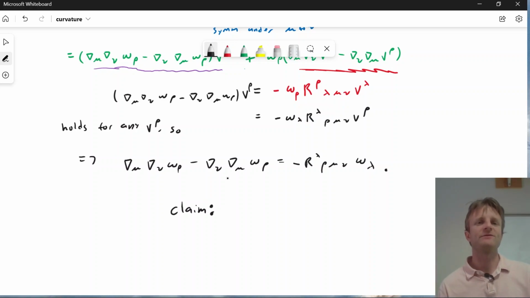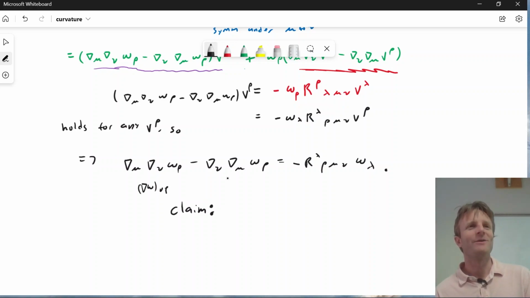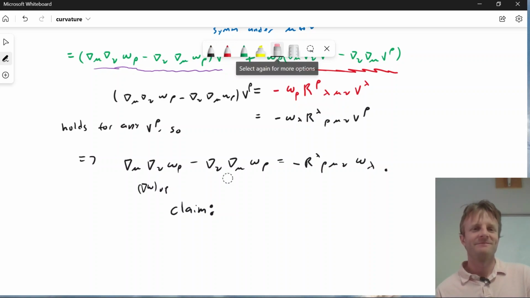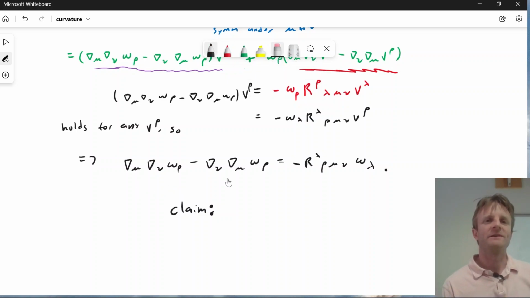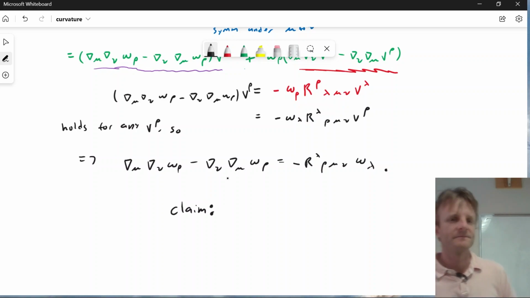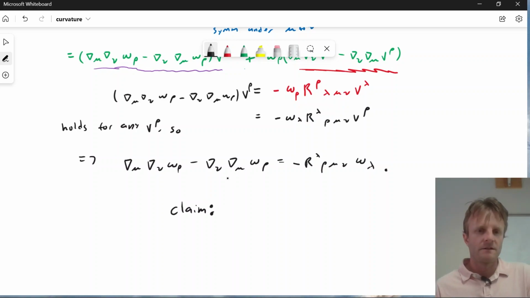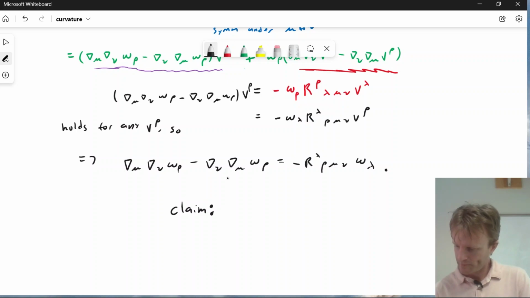If we were really fastidious, we would write something like ∇ω_{νρ}. That would be the most transparent notation. Good question. Anything else? Okay.